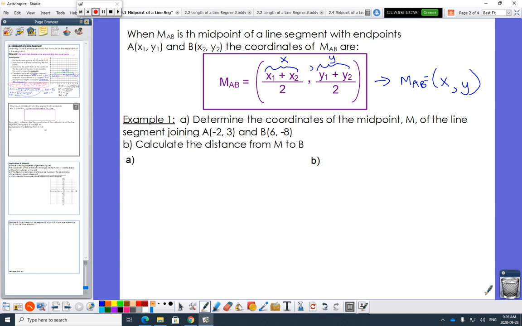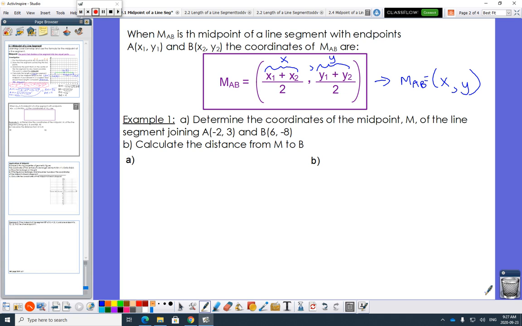Do you need to memorize this midpoint formula? No. Yes, because we're going to make an ordered pair. You're going to find an x value and a y value, okay?